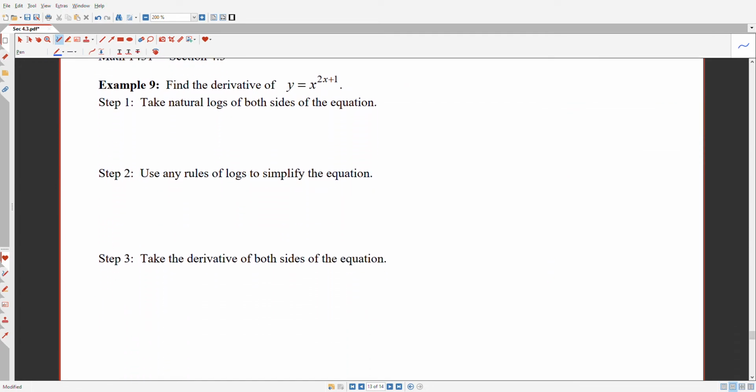So example 9 is really similar, so I hope it's okay if I go through this relatively quickly. So I'm going to say, okay, natural log y equals the natural log of x to the 2x plus 1. I can bring that power out front. And I have this. Nope, I guess that's step 2. Sorry, I did step 2 right there.